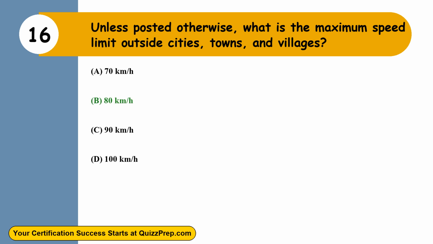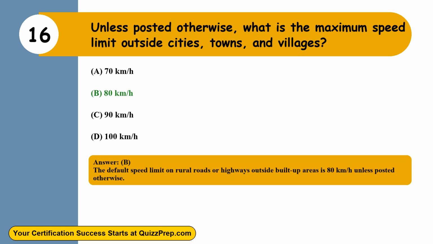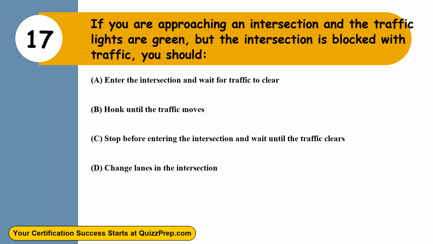The correct answer is option B, 80 kilometers per hour. The default speed limit on rural roads or highways outside built-up areas is 80 kilometers per hour unless posted otherwise.